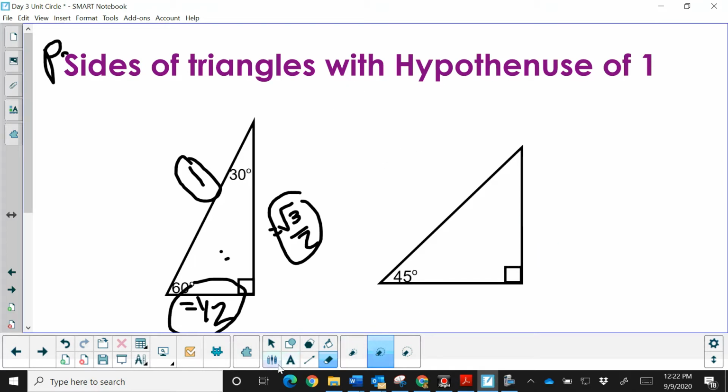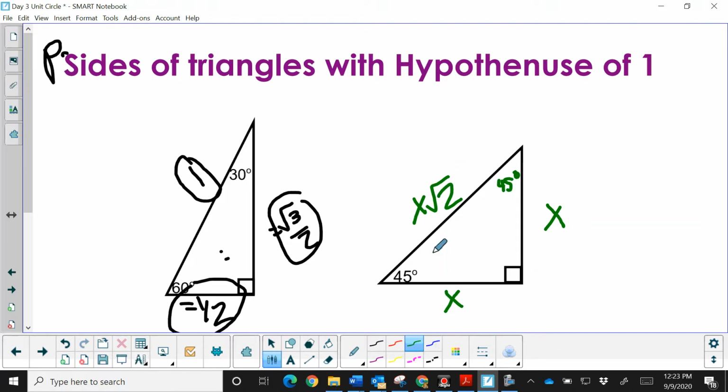Now let's look at the rules for a 45, 45, 90. The rules are x, x. These two legs are the same because both of these angles are the same, so it's an isosceles triangle. And then the hypotenuse is x times the square root of 2. So if this leg is 6, this leg would be 6, and this leg would be 6 square roots of 2. But what happens when the hypotenuse is 1?